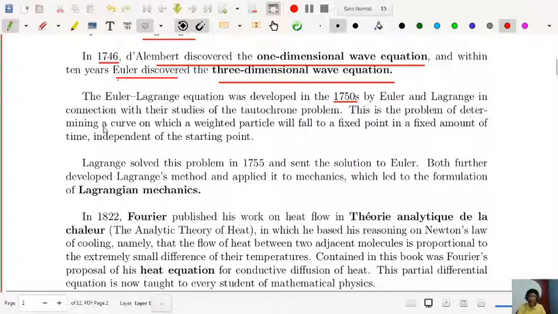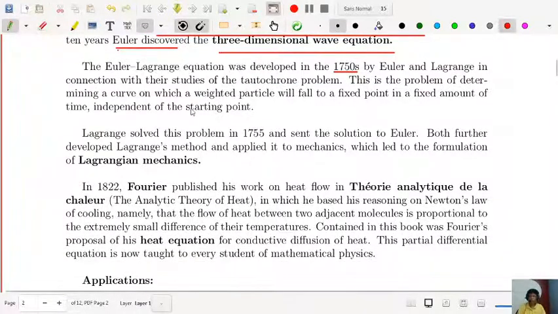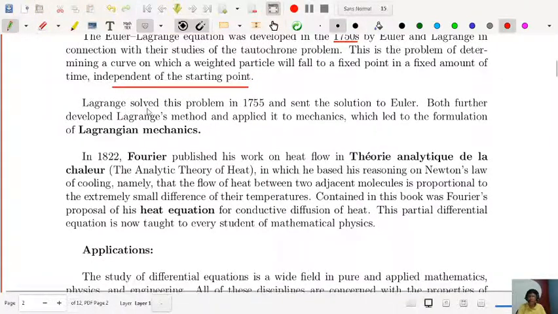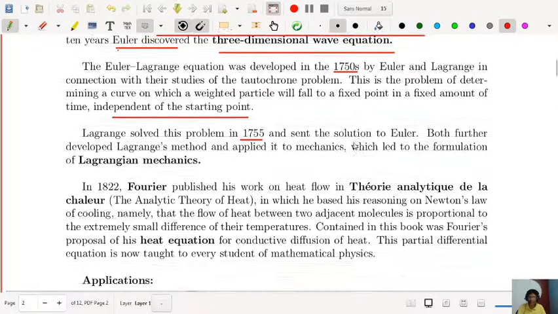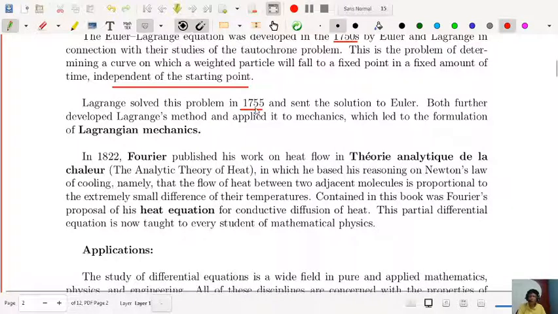This is the problem of determining a graph on which a weighted particle will fall to a fixed point in a fixed amount of time, independent of the starting point. So this is the tautochrone problem, and it was studied by Euler and Lagrange in 1750. Lagrange actually solved this problem in 1755. Look at that, the problem was posed in 1750 and solved after 5 years.